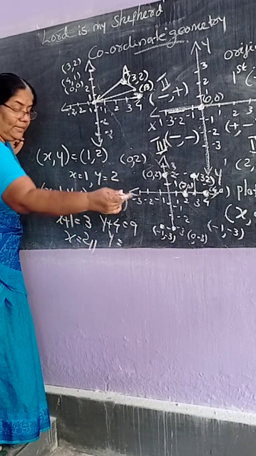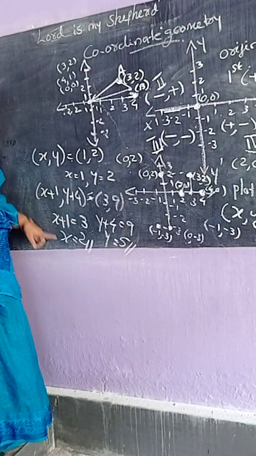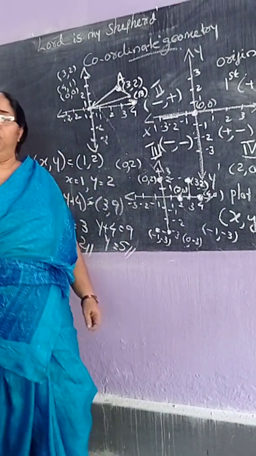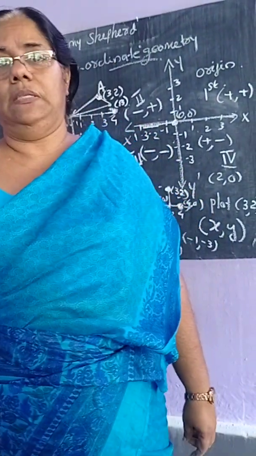Plus 4, when we convert to the other side, becomes minus. 9 minus 4 is 5. Therefore, x equal to 2, y equal to 5. That is equality of ordered pairs.